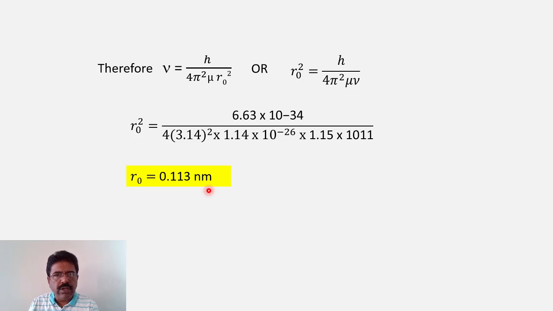This way you can solve any kind of problem if you know the vibrational energy level formulas and the rotational energy level formulas for diatomic molecules specifically, which we have studied in this chapter. So that is the end of this particular chapter, the sixth chapter, we have finished here. And in the next video, I am going to start the seventh and last chapter, that is Raman spectroscopy.